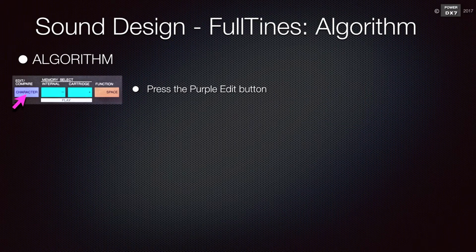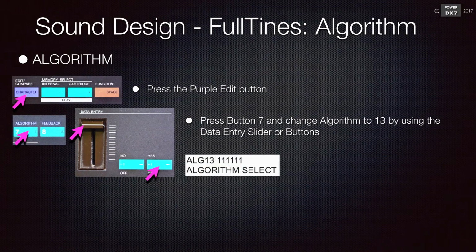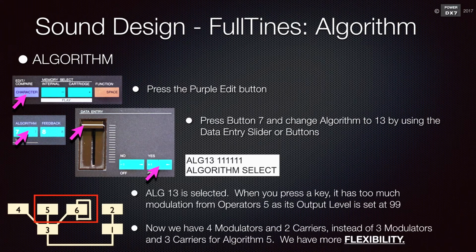We can change algorithm by going to the algorithm screen. Press the edit button and press button 7. You can use the slider or data entry button to select algorithm 13. After completed, when you press a key, it has too much modulation, as operator 5 output level is set at 99.